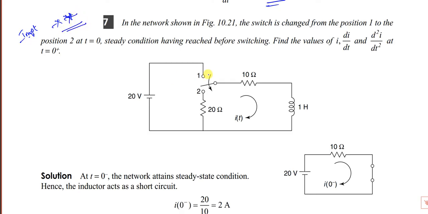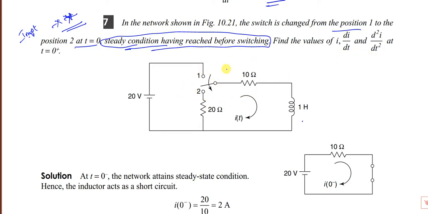In the given circuit, the switch is changed from position number 1 to 2 at time t equals 0. Very important: the initial steady state condition is already reached before switching. Find the value of i, di/dt, d²i/dt² at t equals 0 plus. For a series circuit, they will ask i, di/dt, d²i/dt².